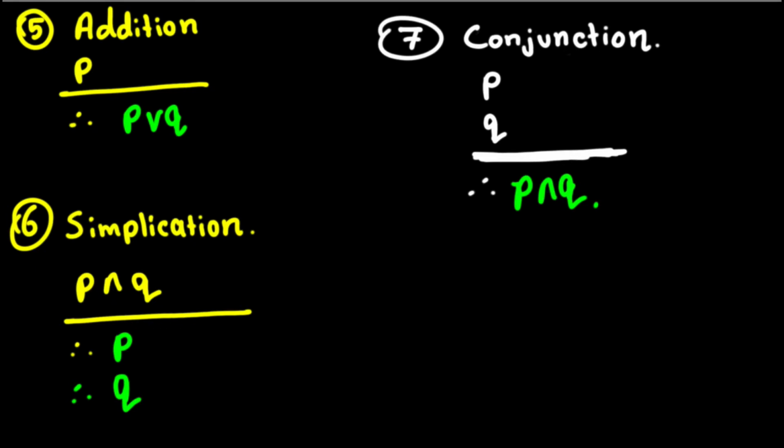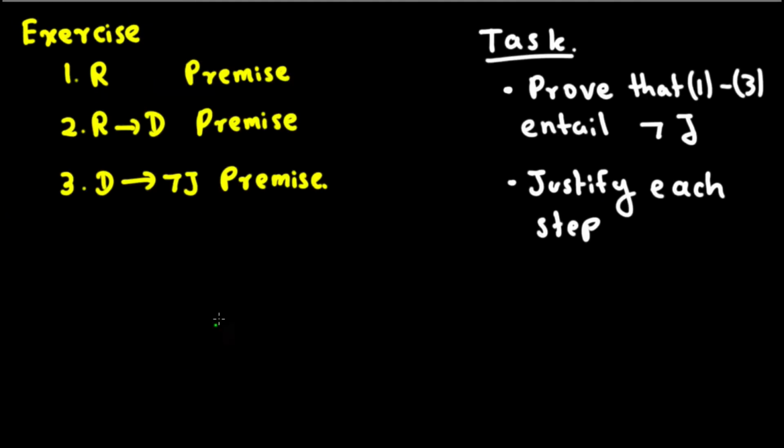Now let's look at some examples from that. Here we have an exercise. What we are going to do is take a set of these premises and derive a conclusion from that. We have to use all of them and derive a final conclusion. Now let's try the first step.